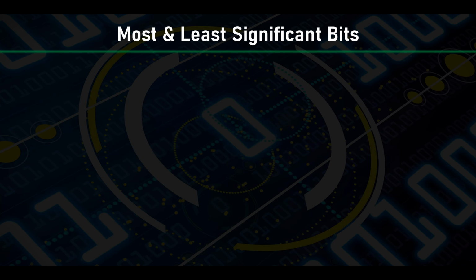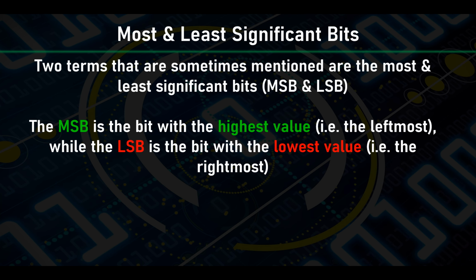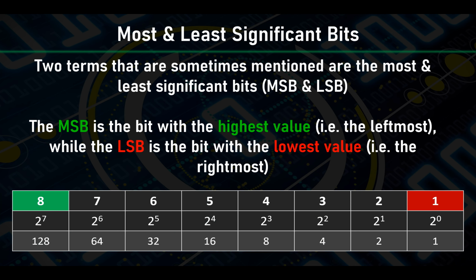Then if we look at this, and this one's super simple, the most and least significant bit, these terms are sometimes mentioned. The most significant bit is the bit with the highest value, i.e. the leftmost, while the least significant bit is the bit with the lowest value, i.e. the rightmost.